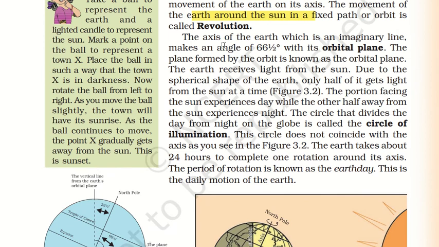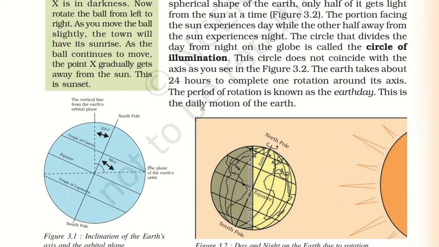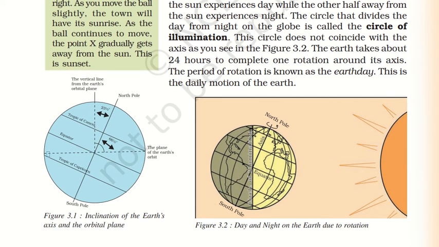And next we can see here the orbital plane and the angle made by the orbital plane. The axis of the earth, which is an imaginary line, makes an angle of 66.5 degrees with its orbital plane. As we can see here, this is the orbital plane and orbit of the earth, and the angle made by the north pole and the orbital plane is 66.5 degrees. So here we can see it by a pictorial representation.